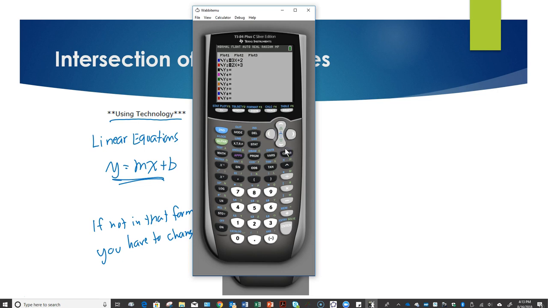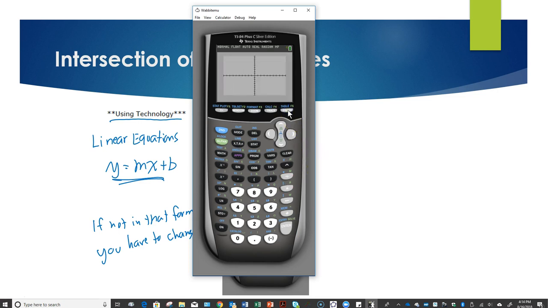I'm just going to clear that. Clear. That's good. So you just type in the equation that you have in slope-intercept form. And now with those two equations entered, all I do is hit graph.